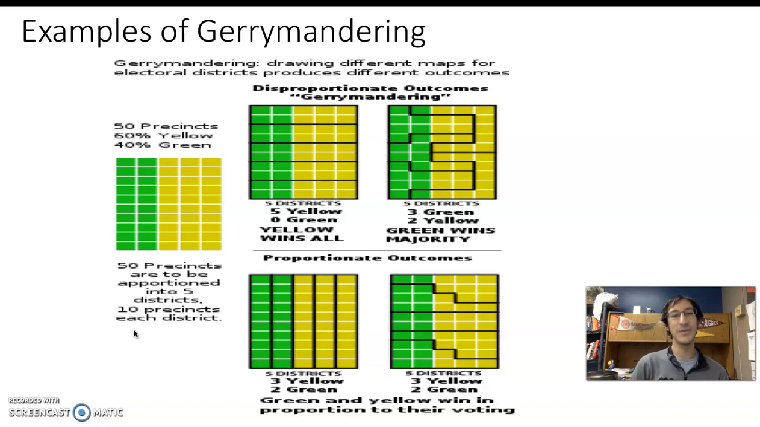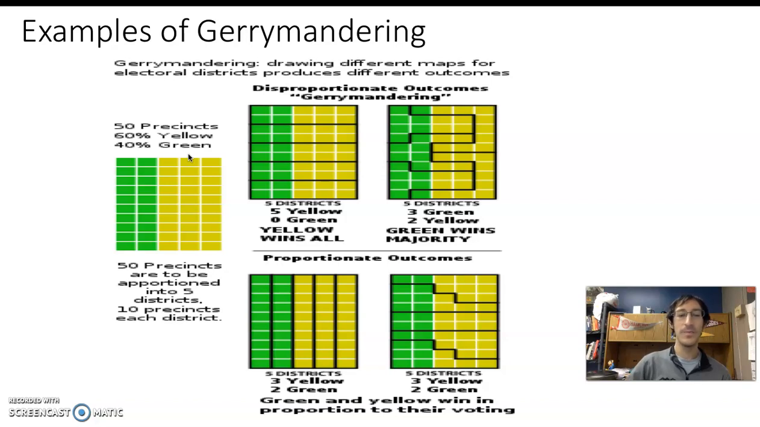So, some examples of what gerrymandering is and how it happens. These are just some very vague descriptions of drawing maps for different electoral districts producing different outcomes. Okay, so we have over here on the left 50 precincts. Okay, so local areas, so you'd have 60% yellow and 40% green. All right, so if we were to divide this into 5 districts, with 10 precincts in each district, you could have very good representation where essentially you end up with even numbers being represented.